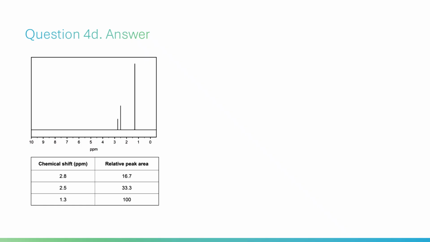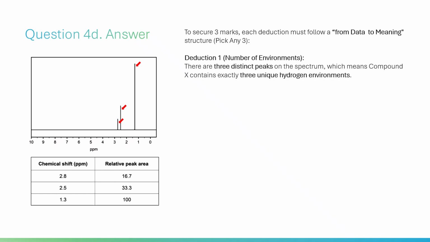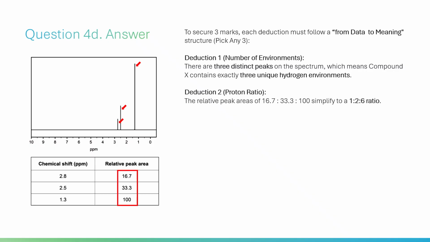To secure 3 marks, each deduction must follow a pattern: from data to meaning in the structure. Pick any 3. Deduction 1, number of environments. There are 3 distinct peaks on the spectrum, which means compound X contains exactly 3 unique hydrogen environments. Deduction 2, proton ratio. The relative peak areas of 16.7, 33.3, 100 simplify to a 1:2:6 ratio.